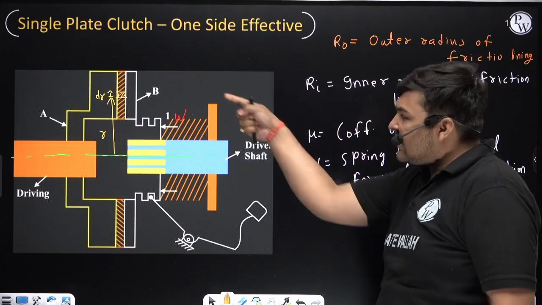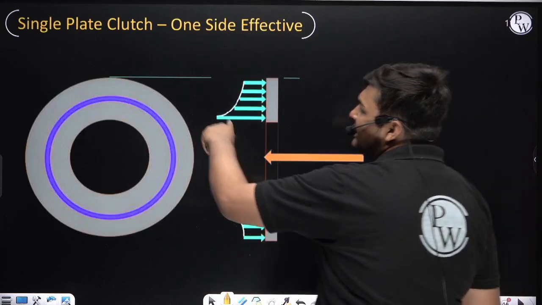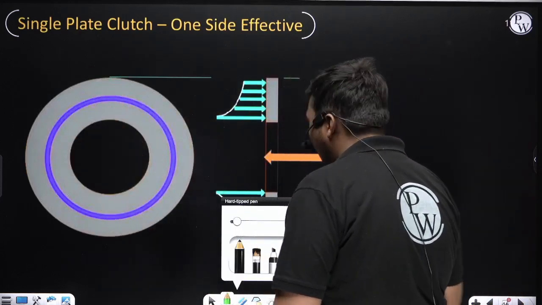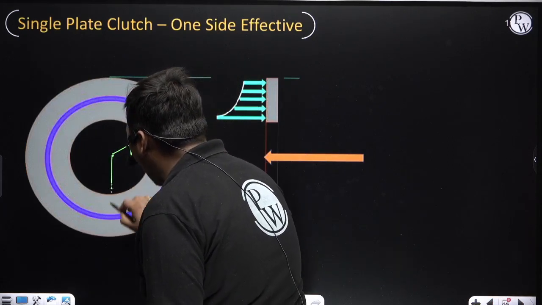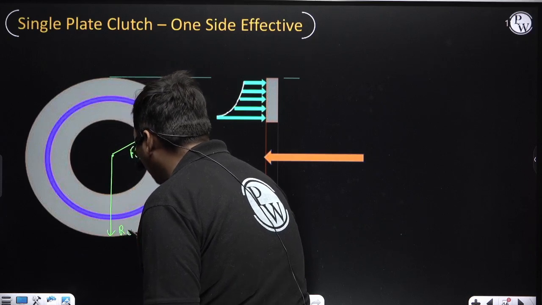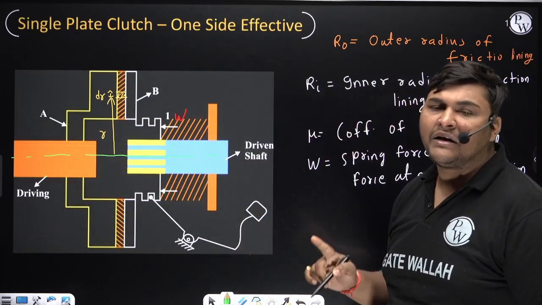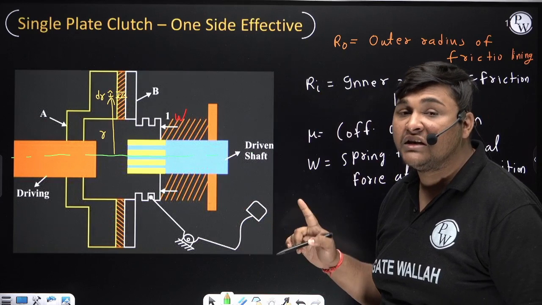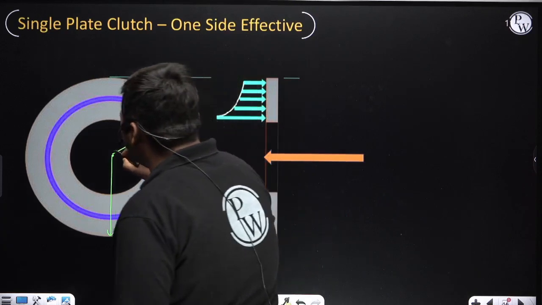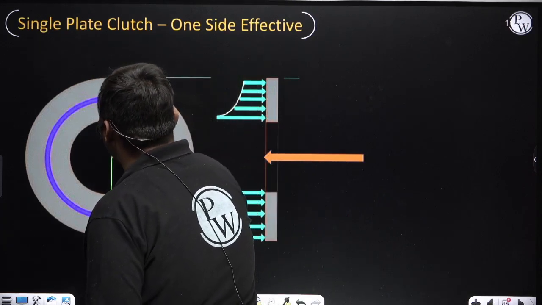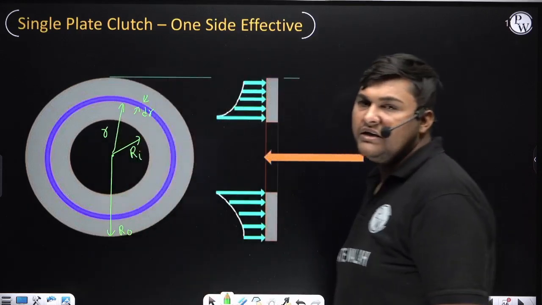So, to show this surface, I am making the side view of the friction lining. If you draw the side view of the friction lining, it will look like this, where, suppose this is the center line. Ri is the inner radius of friction lining and R0 is the outer radius of friction lining. Now, at a radial distance r from the center line, I am taking a strip whose thickness is dr. If you show this strip in this side view, it will look like this. Dr is the thickness of the strip. It is the side view.